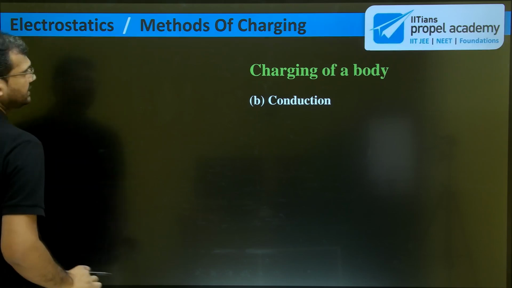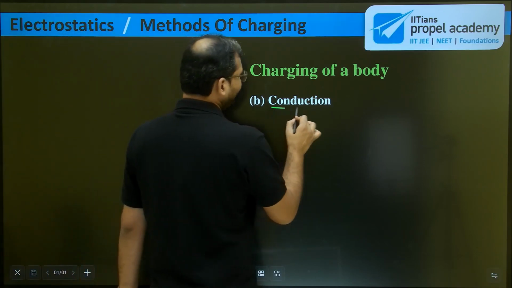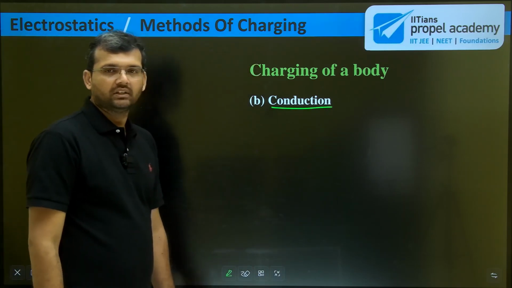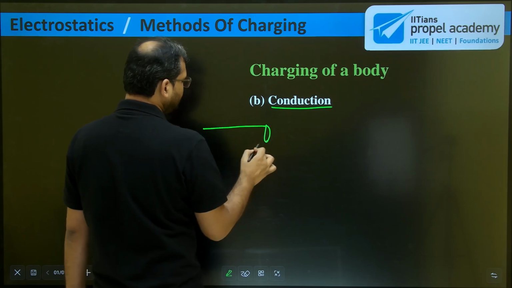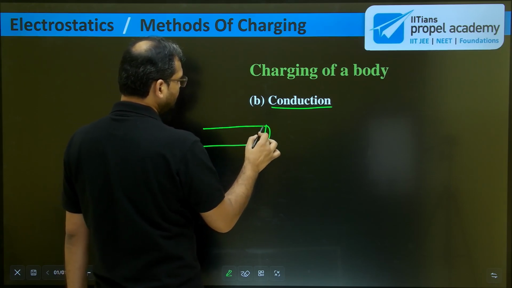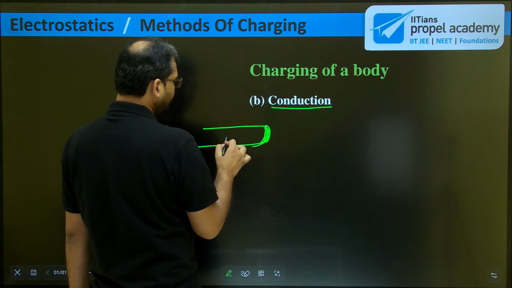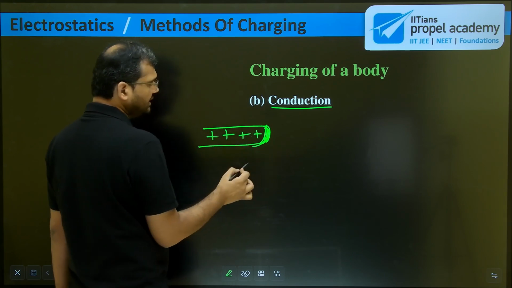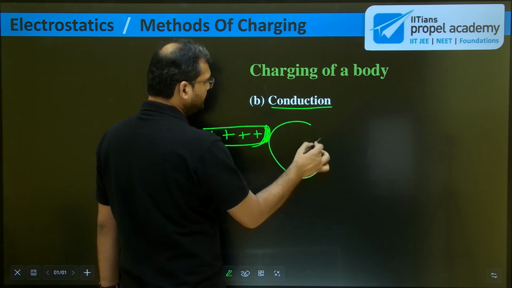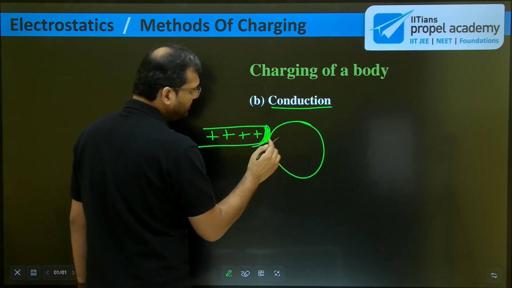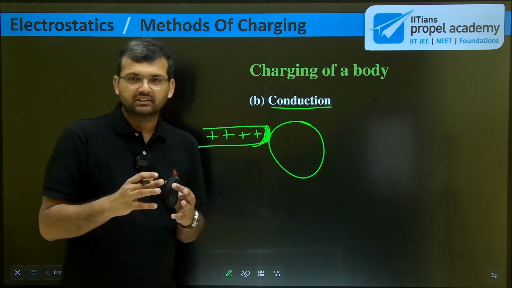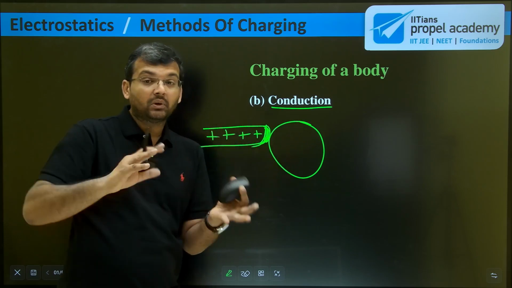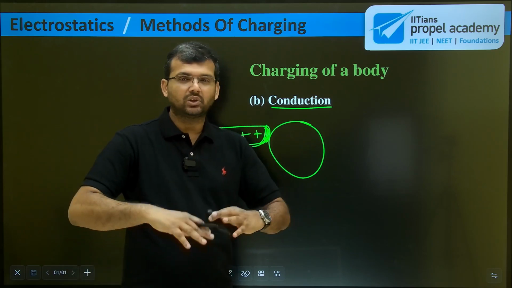The next method is by conduction. Just now we have seen that you have a glass rod which is positively charged. Maybe I will just draw it like this. Let us say I have a positively charged glass rod. Now, take a metallic sphere and attach it to the rod. In the sphere, I have equal positive and negative charges.